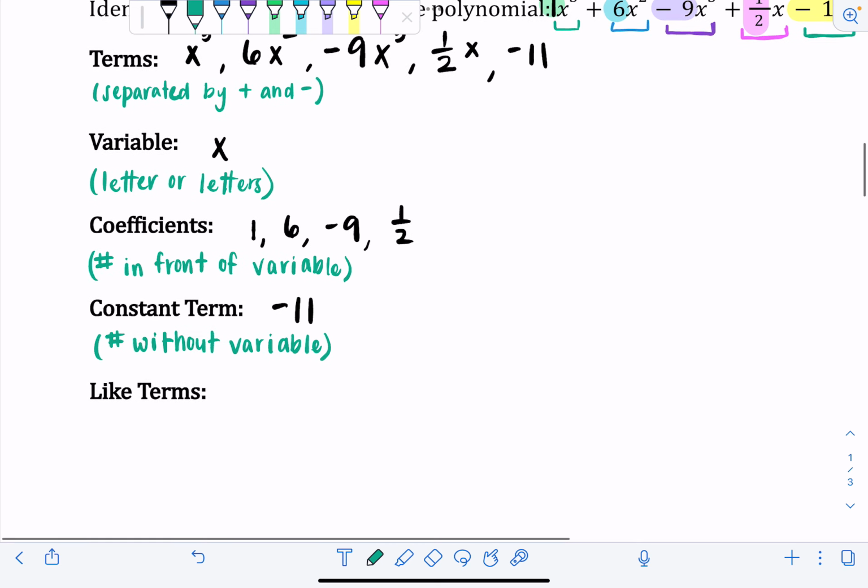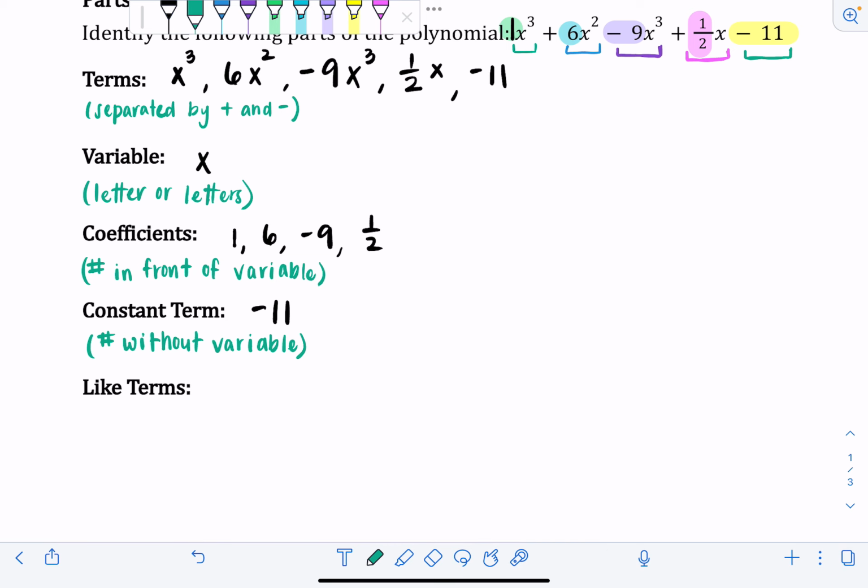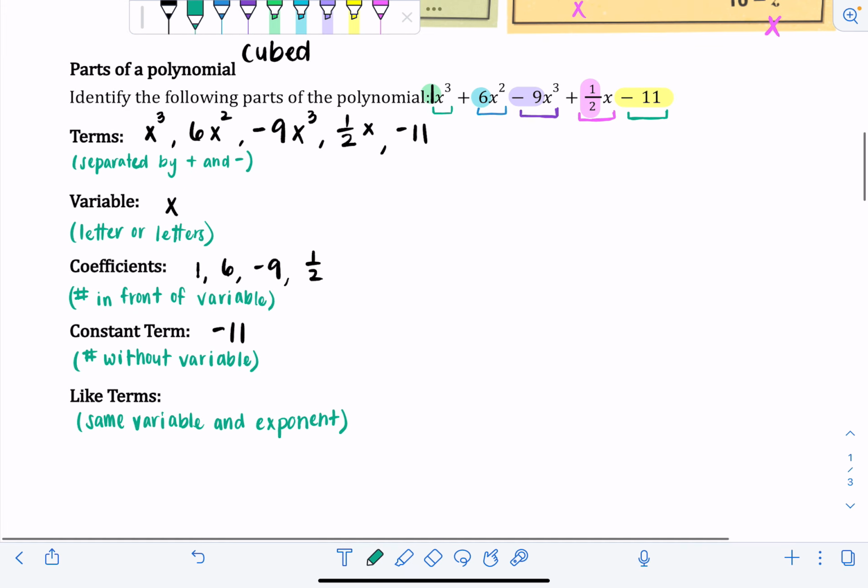And then like terms, the last little one, those are terms that have the same variable and exponent. So same variable and exponent. And sometimes expressions have like terms and sometimes they don't. Just depends on the problem. So same variable and exponent.